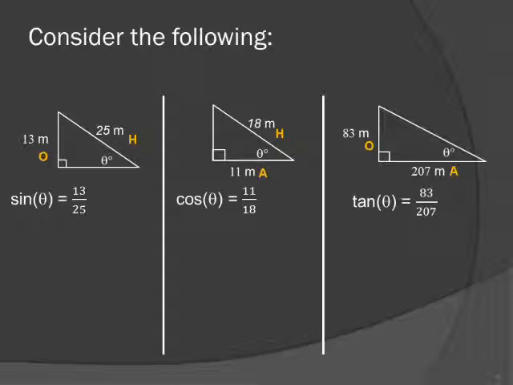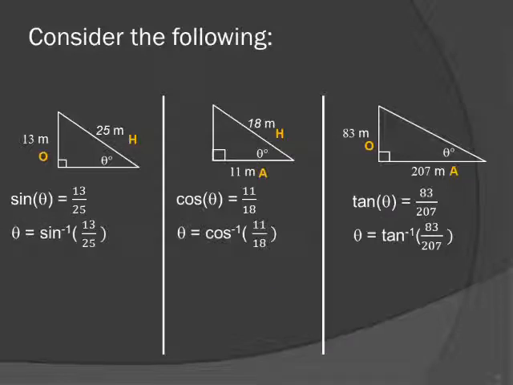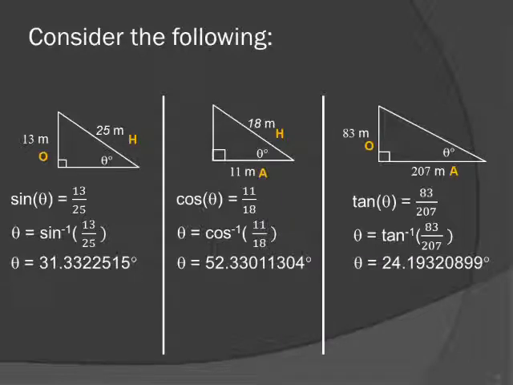Now write it down using the inverse relationship. So theta, which is the one we want to find, in the first one is sine to the minus 1 of 13 over 25. In the second one, theta is cos to the minus 1 of 11 over 18. And in the third one, theta is tan to the minus 1 of 83 over 207. Now use your calculator, and we get these values for theta, so 31 degrees and so on in the first one, 52 and a bit in the next one, 24 and a bit in the third one.